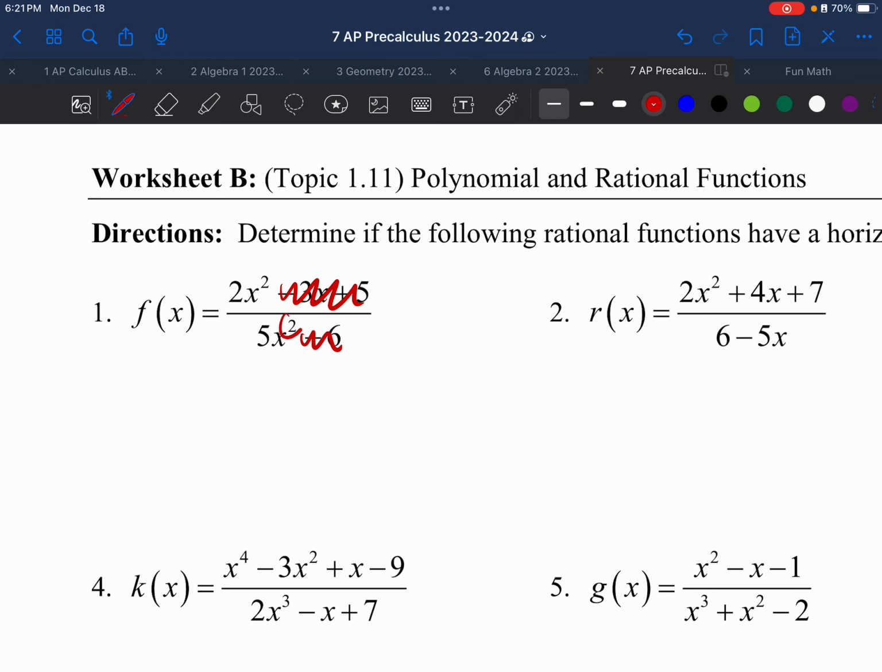I'm looking at the degree, power of 2, power of 2. Whenever you have a matching degree, you'll have a horizontal asymptote. Horizontal asymptote.